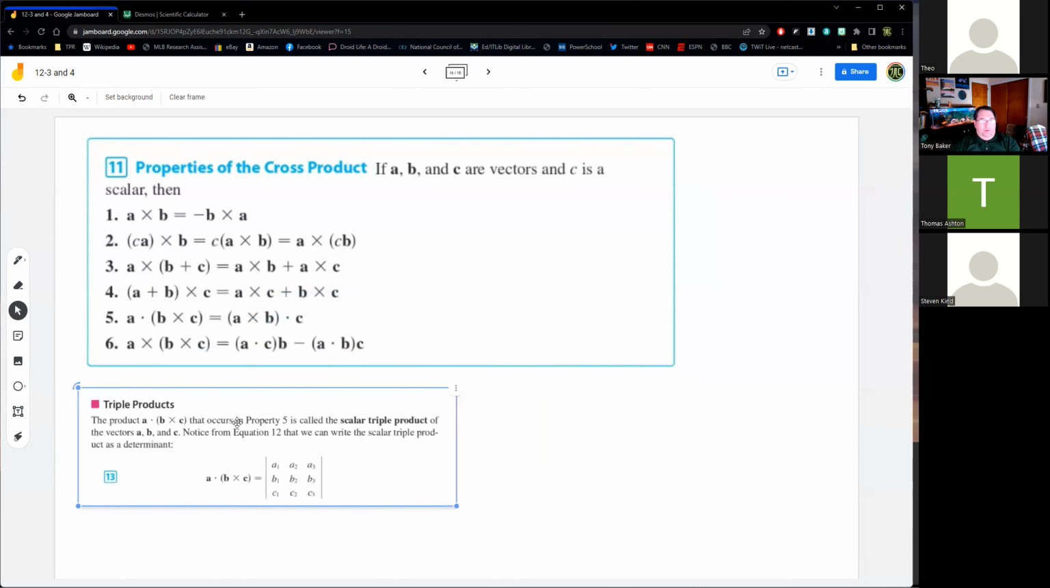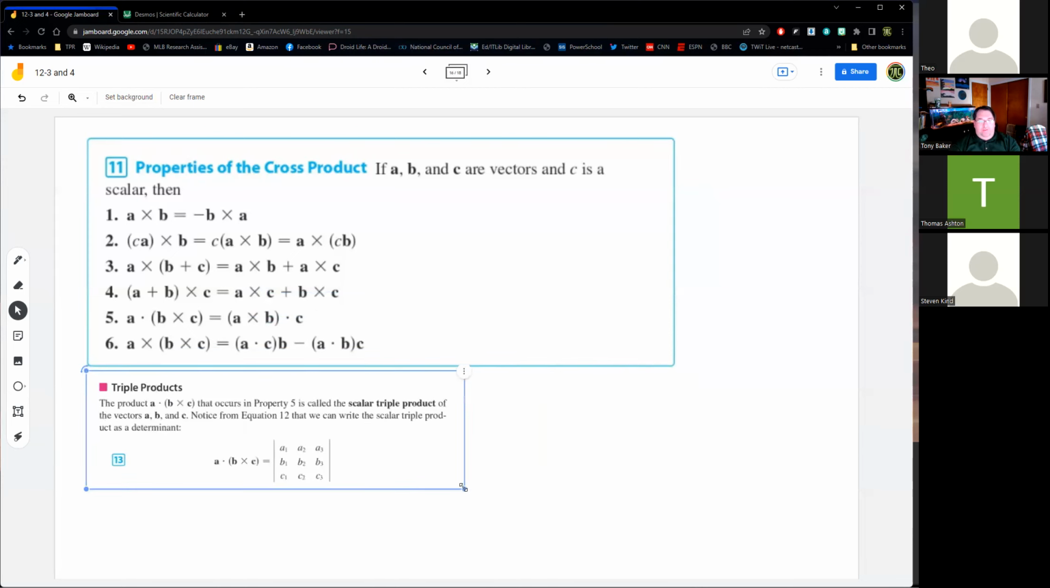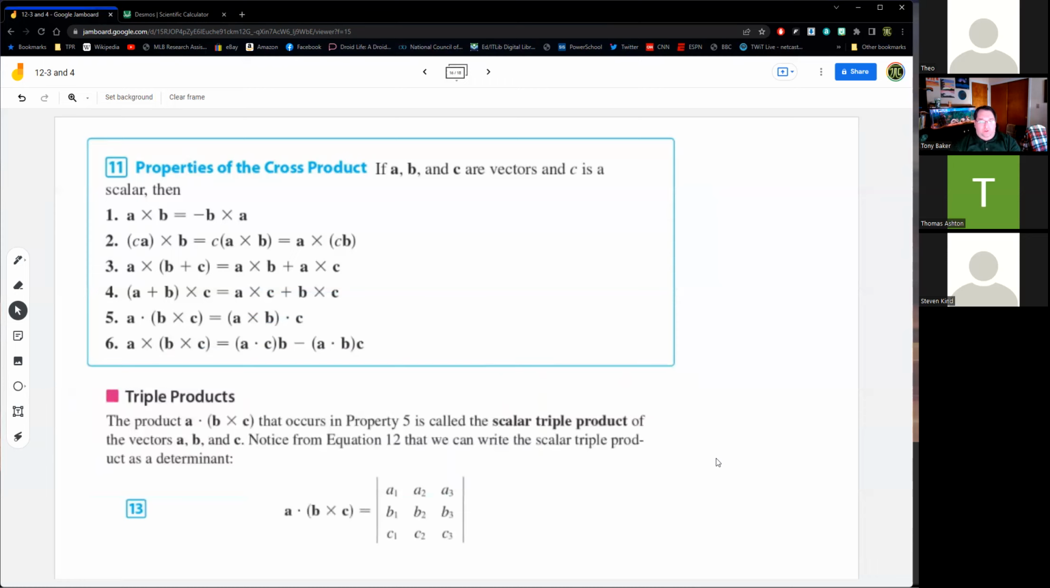The next thing we're going to use, or the other one that we have, is what's known as a triple product. So if you look at B right here, that's what's known as the triple product. That is when you have a dot product of a vector and a cross product.